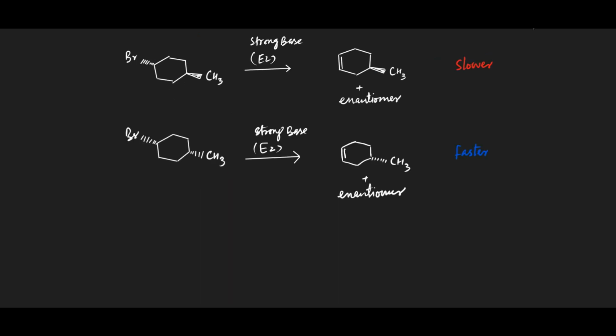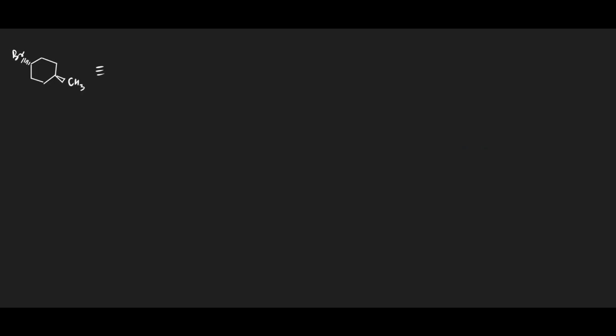In this example, these isomeric cyclic bromides undergo elimination at different rates. First one undergoes elimination slower than second one. We will go into mechanistic details to find the reason for this different rate of elimination. Let us take the first one. Bromine and methyl are trans to each other at 1 and 4 position.